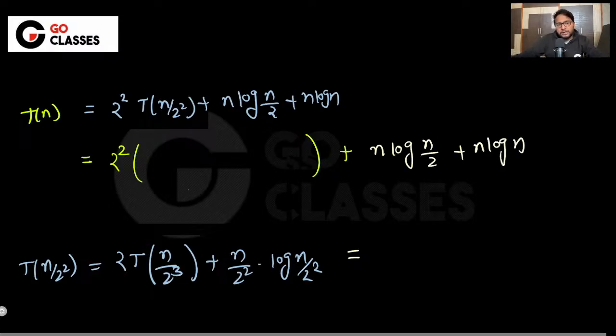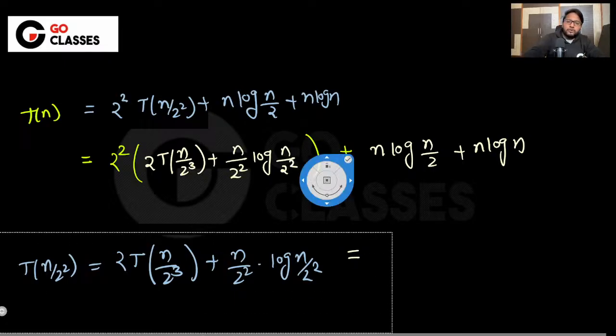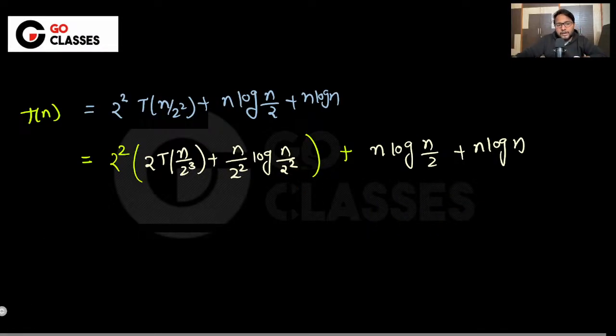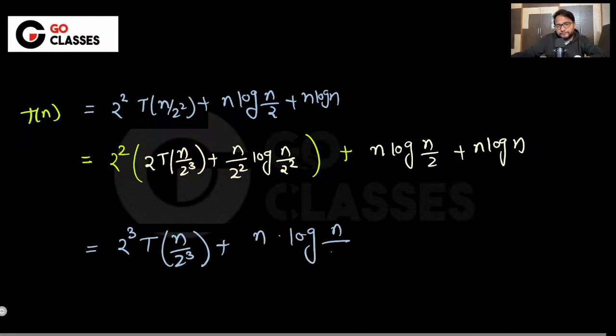And then what is the rest of the thing? This particular thing has to be substituted. So it is nothing but 2 into T of n by 2 cube plus n by 2 square into log of n upon 2 square, isn't it? Okay. Now can you just solve this further? Let's see, now I think I will be able to analyze the pattern. So what is the pattern that we are getting? It will be 2 cube into T of n upon 2 cube plus n into log of n upon 2 square plus n into log of n upon 2 plus n log n, isn't it?